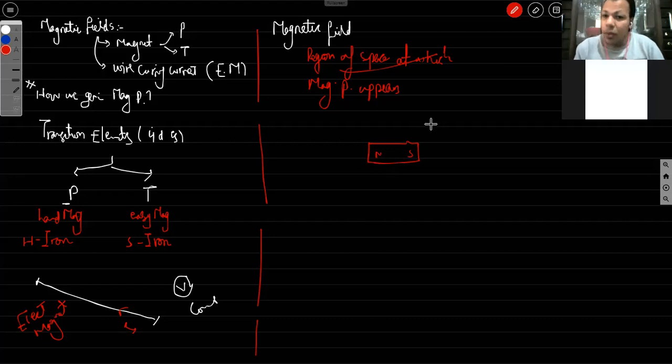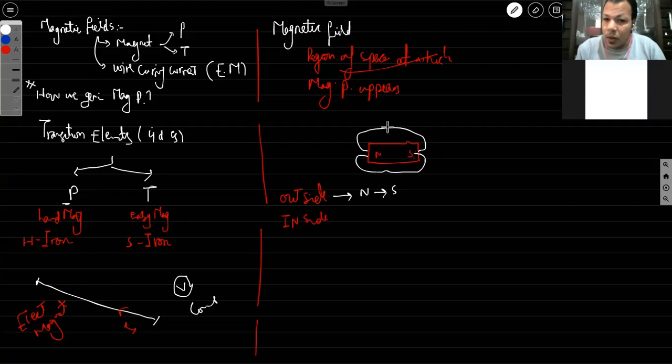And we say that for the bar magnet, we have two directions of the field lines. The first direction is outside the magnet, and the other one is inside the magnet. Outside the magnet, the field lines are directed from the north to the south, while inside the magnet, they are directed from the south to the north.